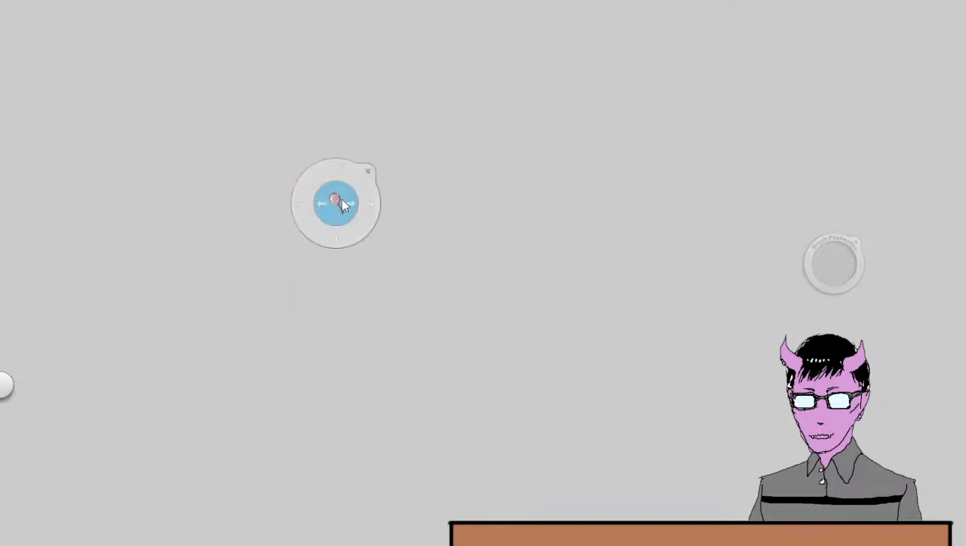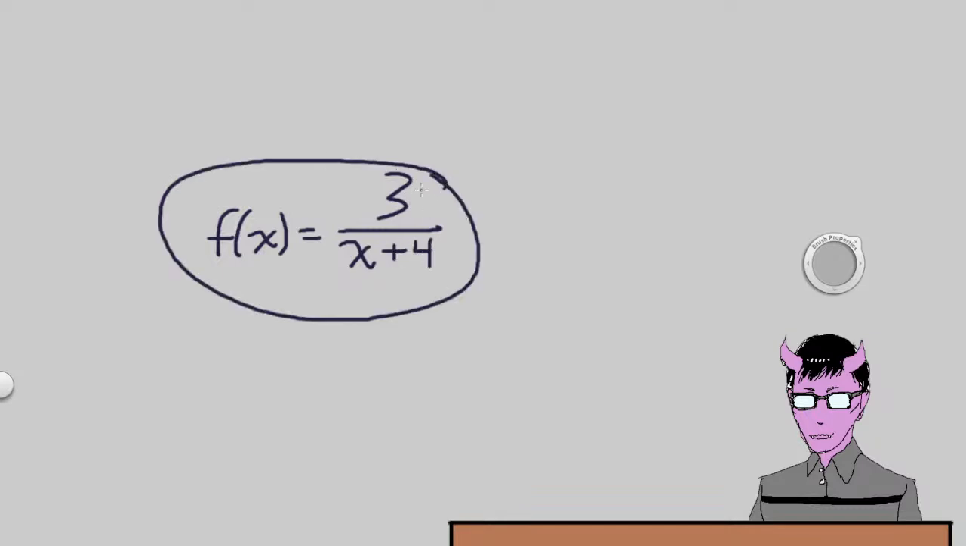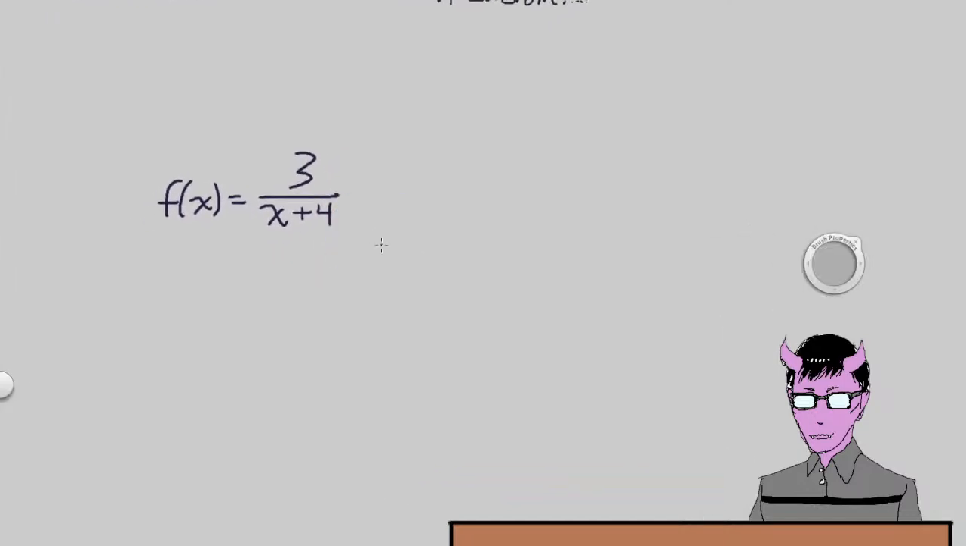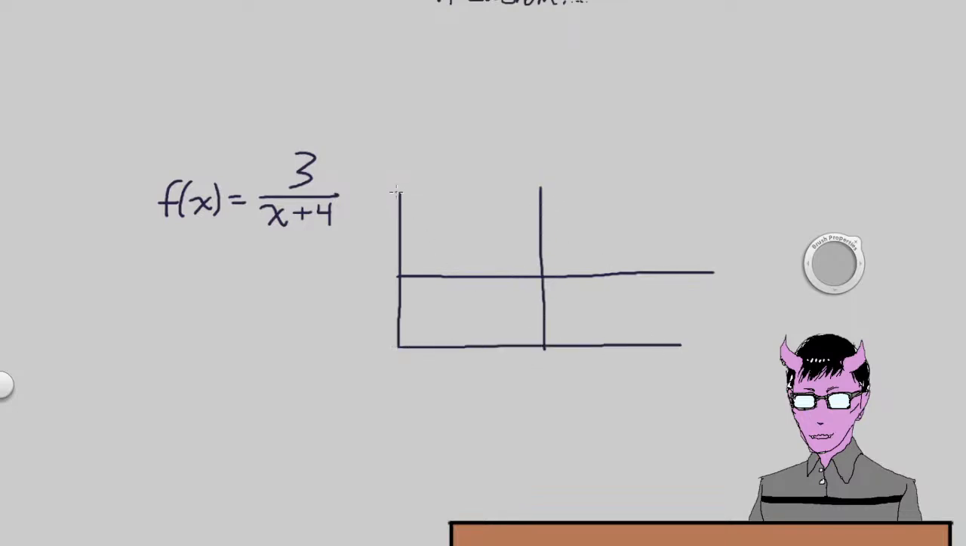So let's look at something like f of x is equal to, let's do a simple one first. 3 over x minus 1. No, let's do x plus 4. Something still relatively simple. Yeah, that's all we're going to do. So here's the viewing window for the graph.